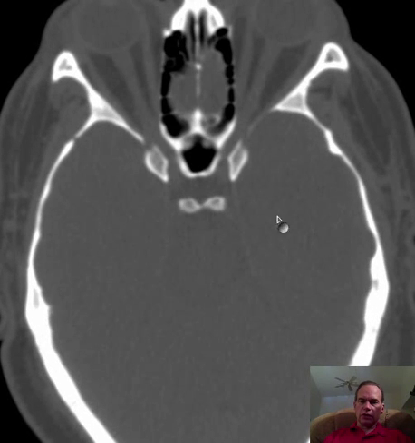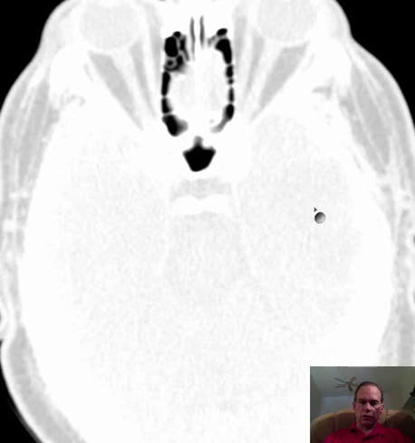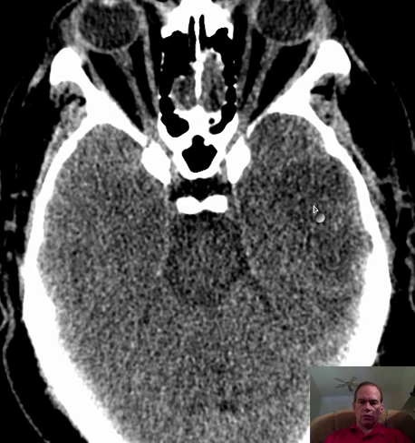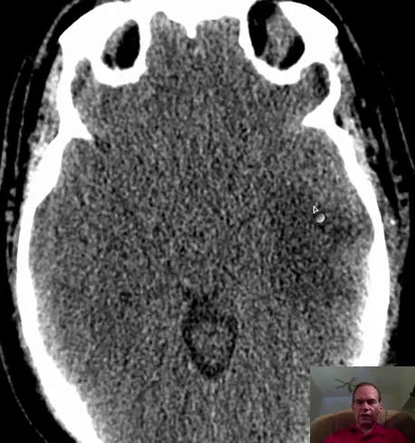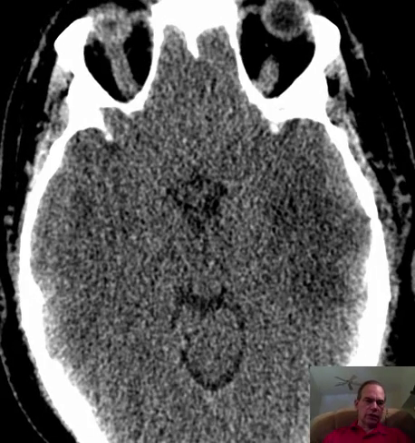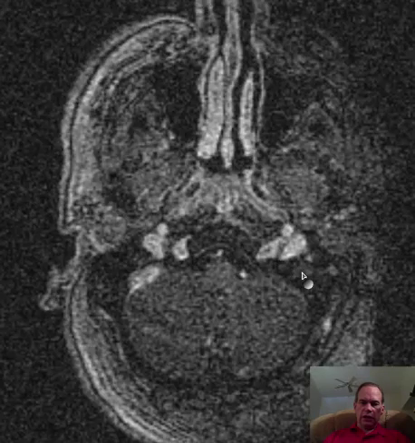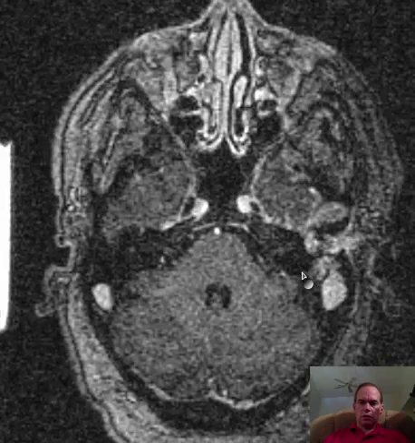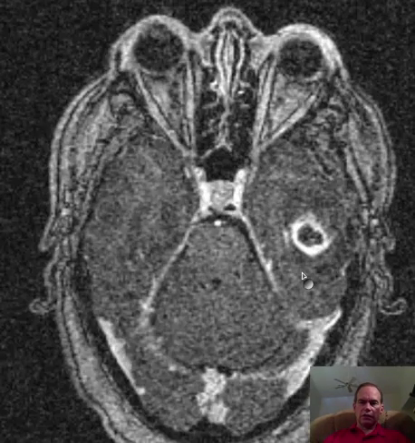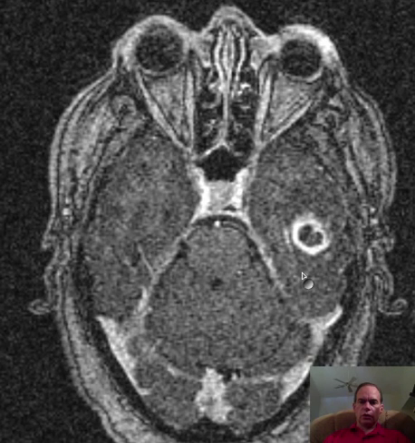Now let's not forget what we saw on the head CT. Remember, we saw a low attenuation area right in this region here. And we can kind of see it here, but again it's without contrast. So let's look at an MRI, and it's contrast enhanced, and lo and behold, we have a small ring enhancing lesion, probably about 1.5 centimeters maximum diameter, with central low signal, very suspicious for an abscess.